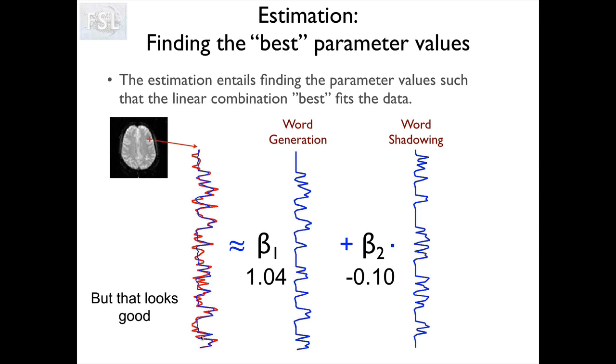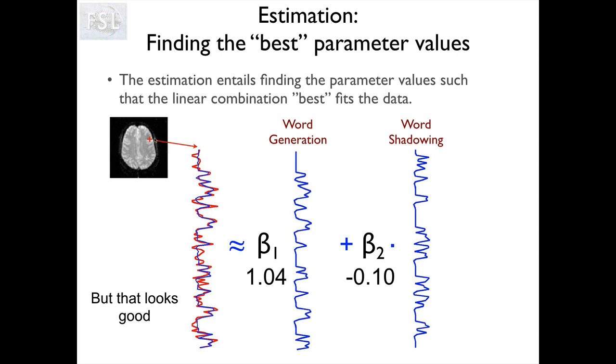Obviously this is not how it's done. Finding beta 1 and beta 2 such that this linear combination matches the data as well as possible is a linear operation. It's done very quickly for you by FEAT, but this is the principle: we're trying to find the beta 1 and beta 2 such that this linear combination matches the data as well as possible. What we mean by that is we want to minimize the sum of squared differences between our model prediction in blue and the actual data here in red.